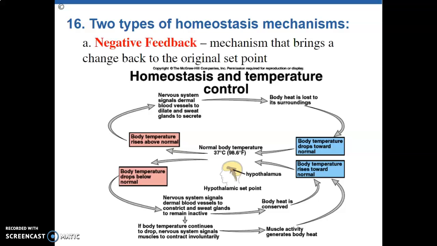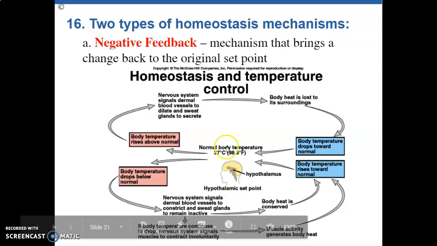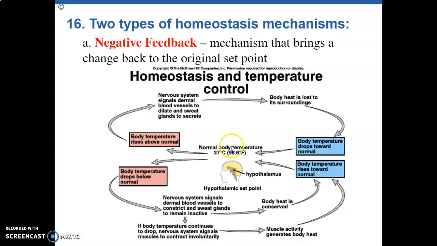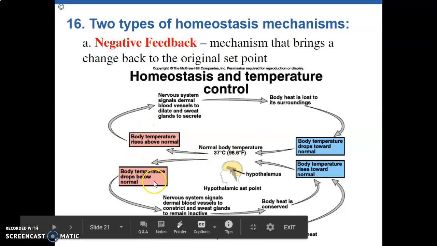Okay. Here's an example of a negative feedback loop. So first of all, a definition of negative feedback is a mechanism that brings a change back to its normal set point. So set point just means where it normally is. In terms of body temperature, the set point for human body temperature is about 98.6 degrees Fahrenheit. So as long as it's about a degree plus or minus 98.6, within that tight range, we're fine. But we have to ask the question, what happens when the body temperature goes above normal or below normal?